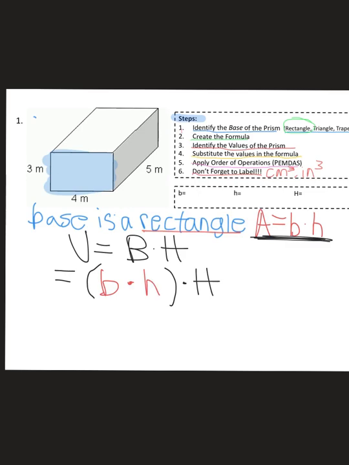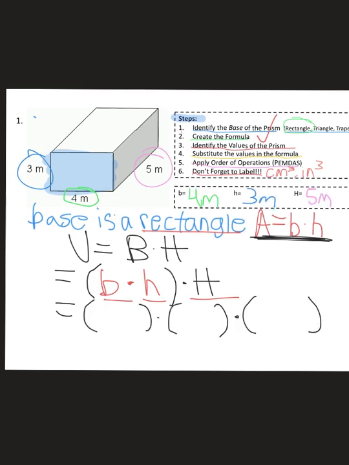So I've just created the formula. I said volume equals little b times little h times big H. So now I'm going to go to step 3, which is identify the values of the prism. If we're just looking at the rectangle itself, our little h is 3 meters, and the base of our rectangle is 4 meters. And then the height of the whole prism, remember we're looking at the whole prism itself, is going to be 5 meters.